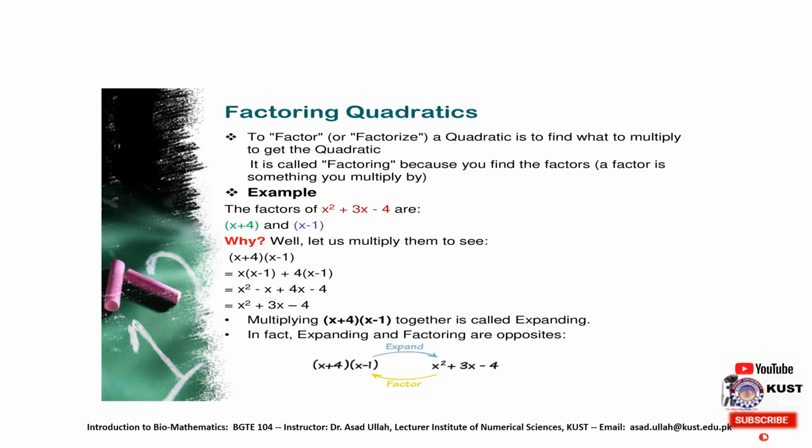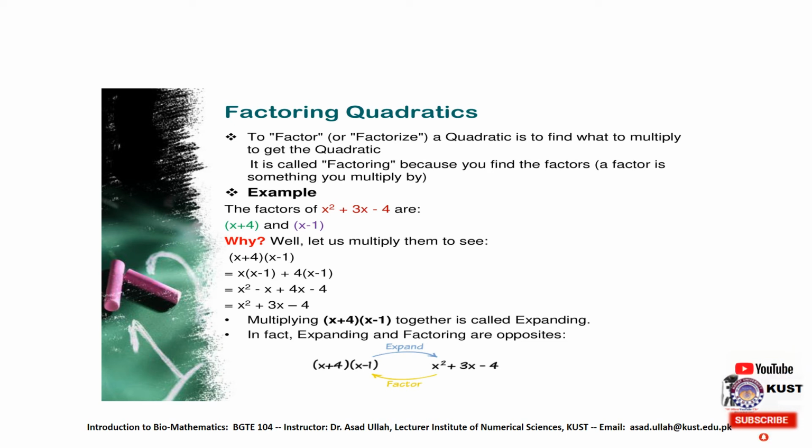How to solve a quadratic equation by using the factorization method? In the factorization method, normally we transform a quadratic equation into linear factors. How to find the linear factors? Here I want to present a simple example, x square plus 3x minus 4.